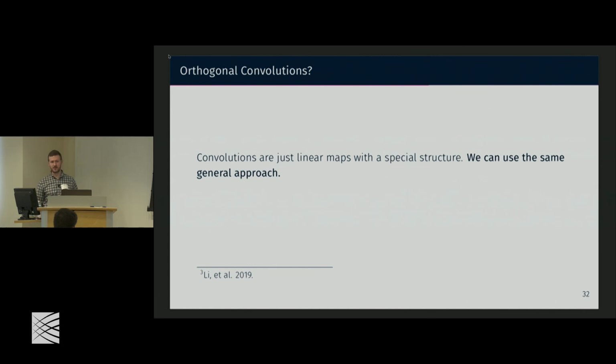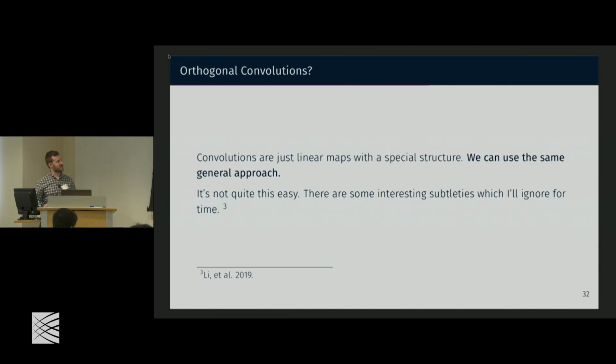Okay, so to deal with convolutions, we can just observe that convolutions are really just linear maps with a special structure. So we can represent any convolution by some linear operation that's sparse. So we can use the exact same approach we've spoken about so far. We just need to make sure this linear map that our convolution represents is a norm-preserving linear map. It's orthogonal.